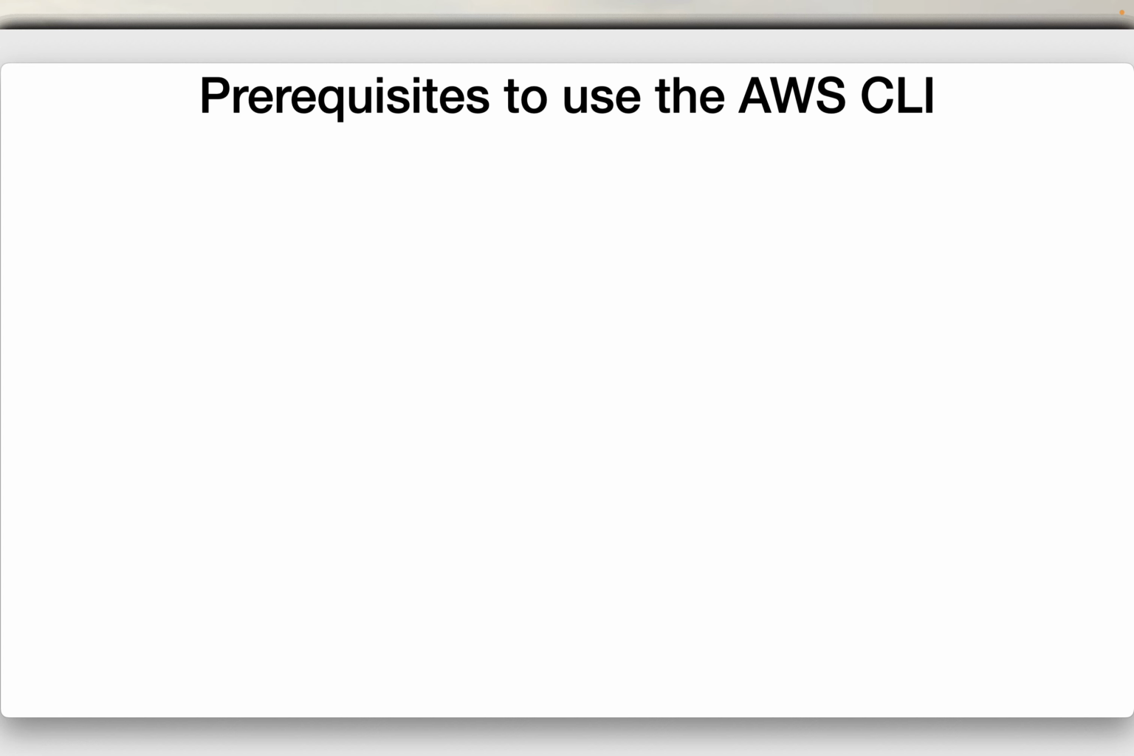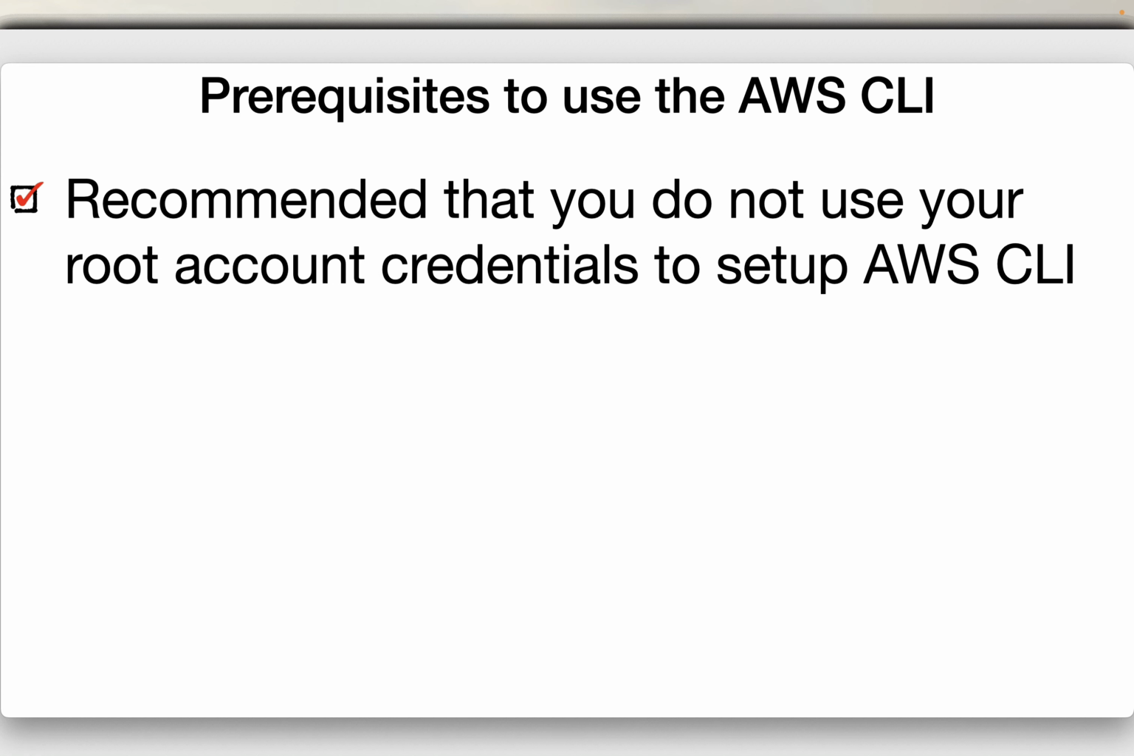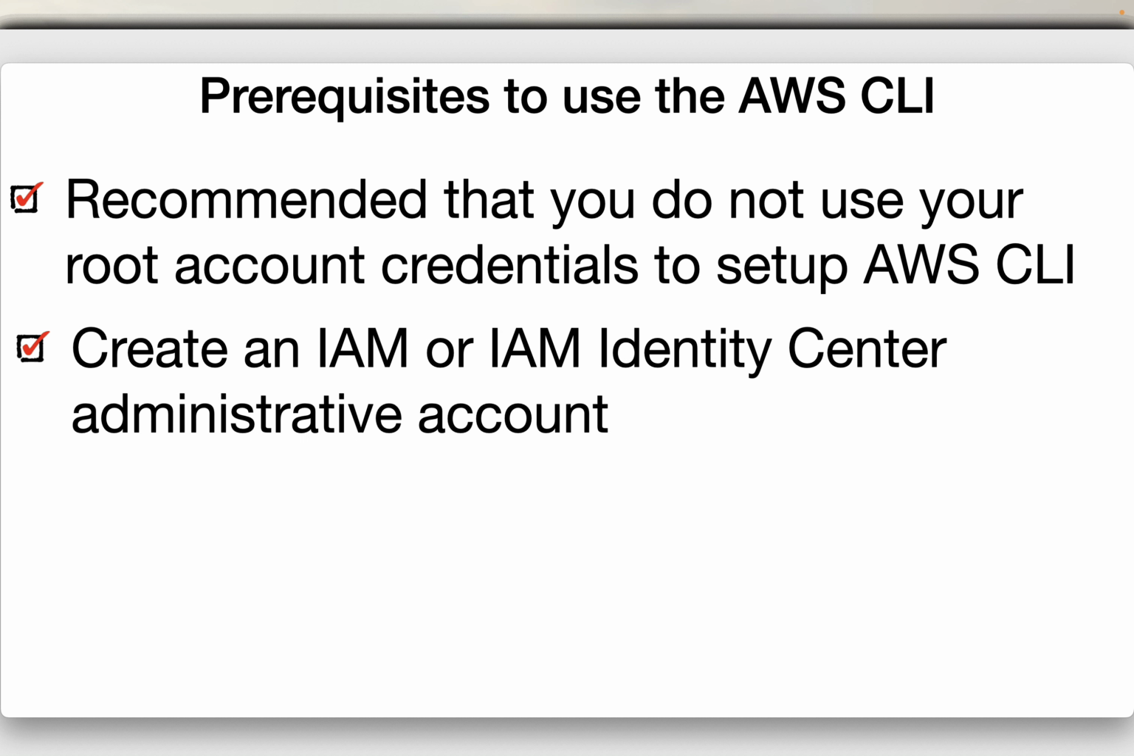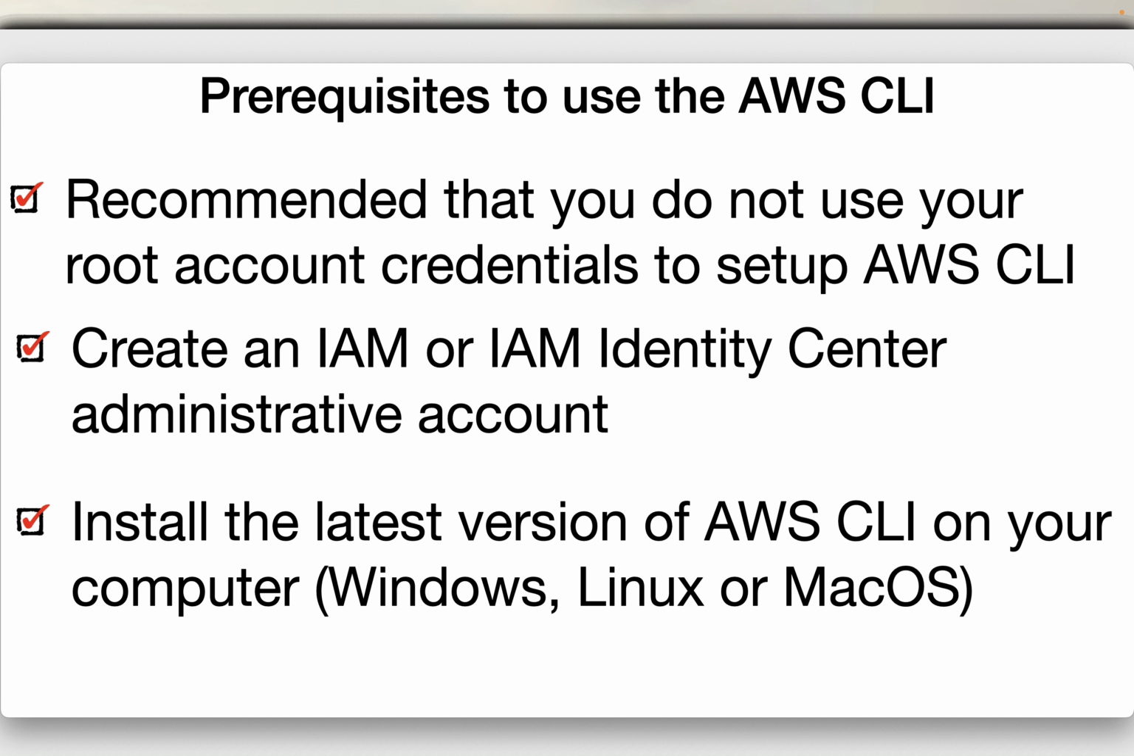So, prerequisites to use the AWS CLI. It is recommended that you do not use your root account credentials to set up AWS CLI. When you open an AWS account for the first time, usually we have the root account or root email ID, but it's better to have an IAM user, and you can give admin permissions, and then you set up your access key ID and secret access key. You create an IAM or IAM Identity Center administrative account, and then you install the latest version of AWS CLI on your computer. Installers are there for all three, Windows, Linux or Mac OS. You just download and run the installer. It's like any other GUI based program. Just download, click next, and install.